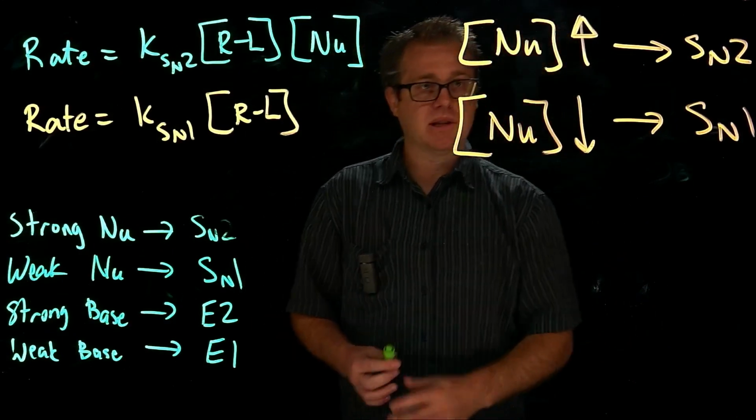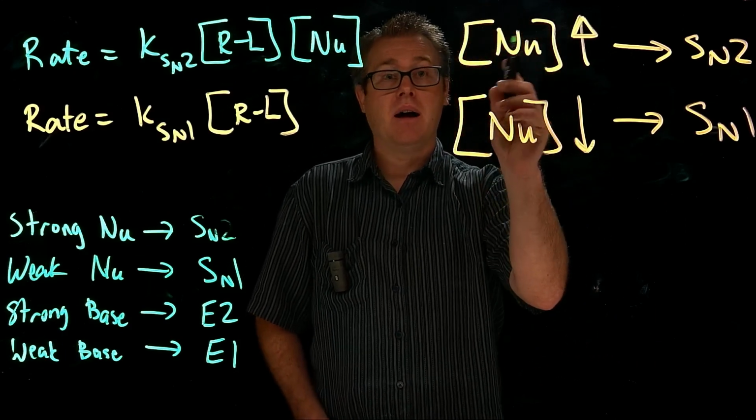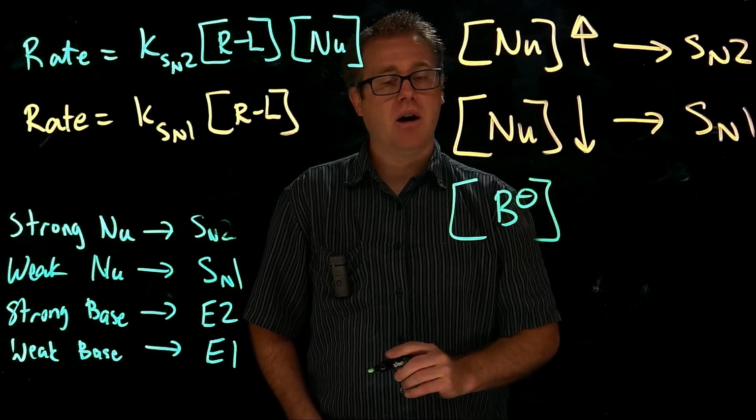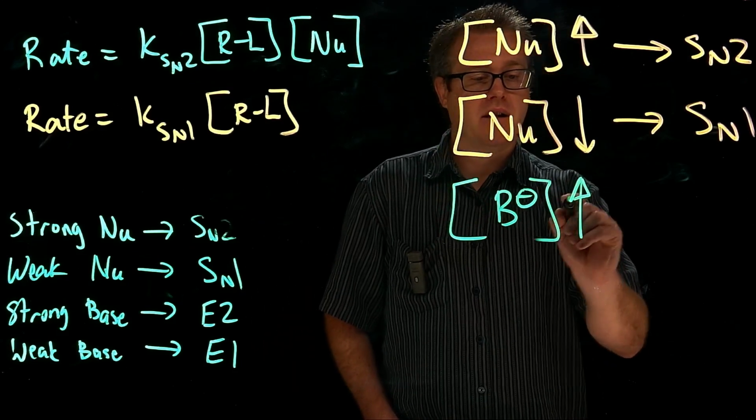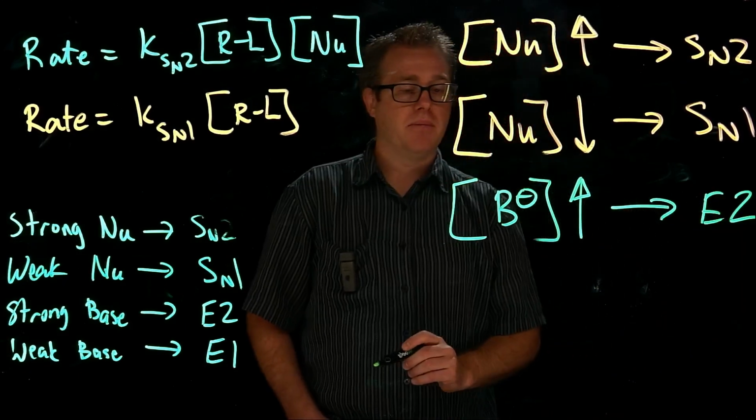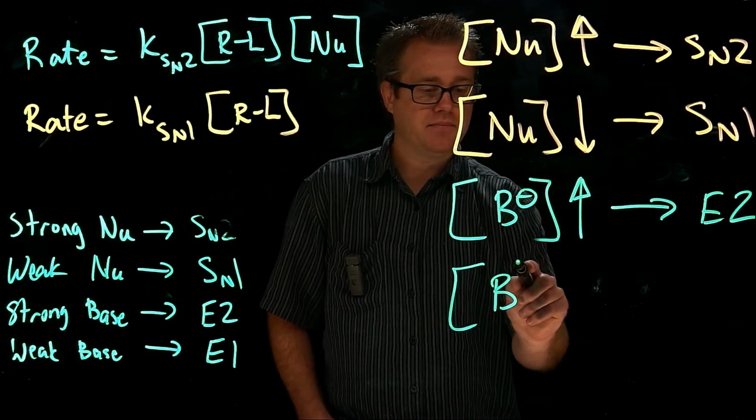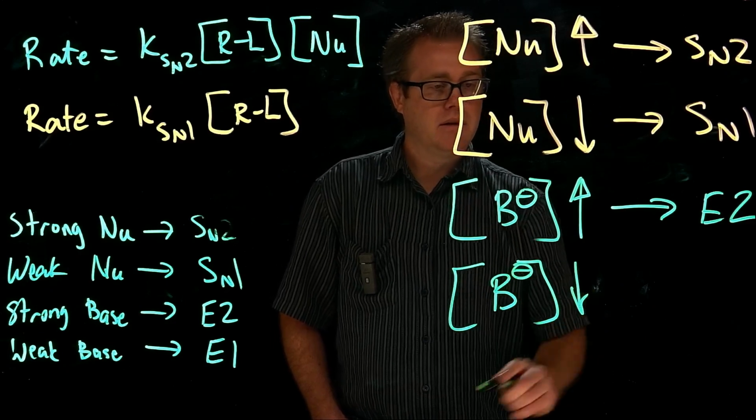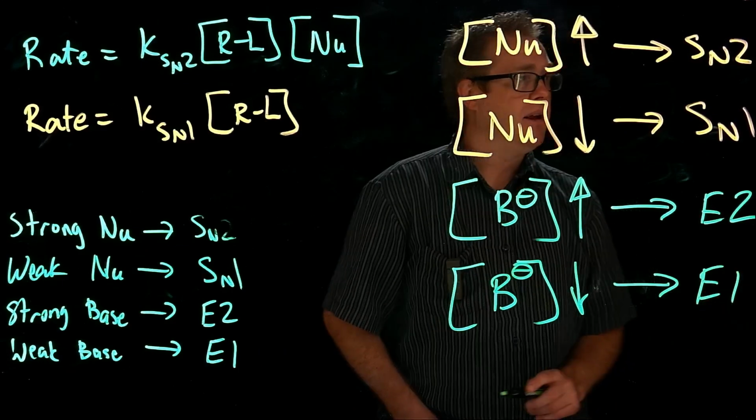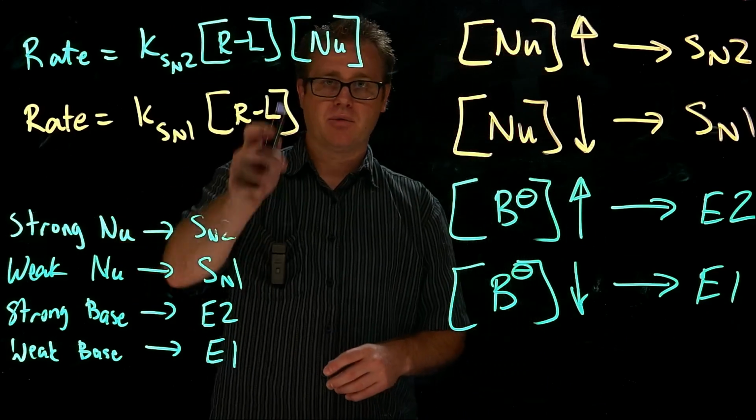And the same principles apply when that attacking species is a base. If our base is really strong and has high concentration, that's going to favor an E2 mechanism. And if our base, right here, a weak base, is low in concentration, that's going to favor an E1 mechanism. And it comes back down to these rate laws right here.